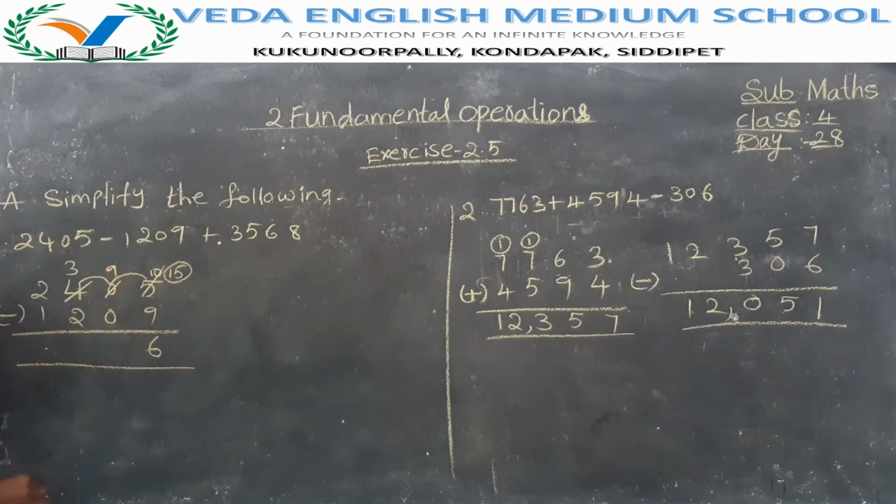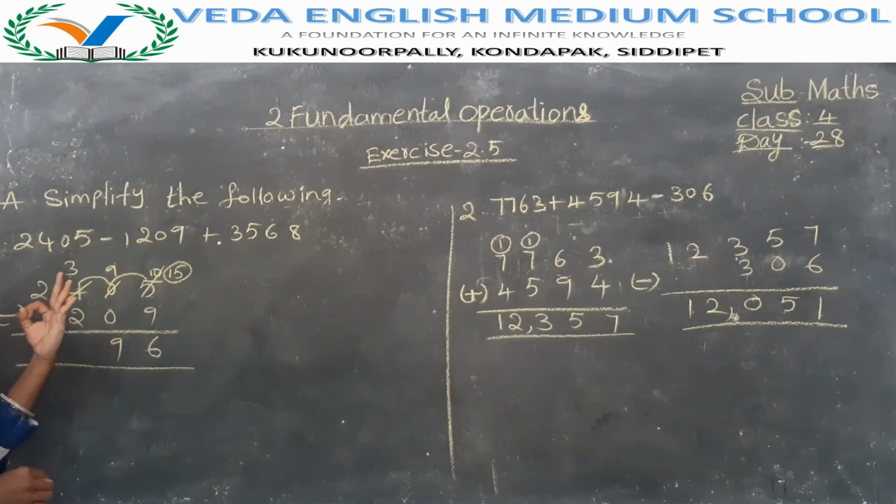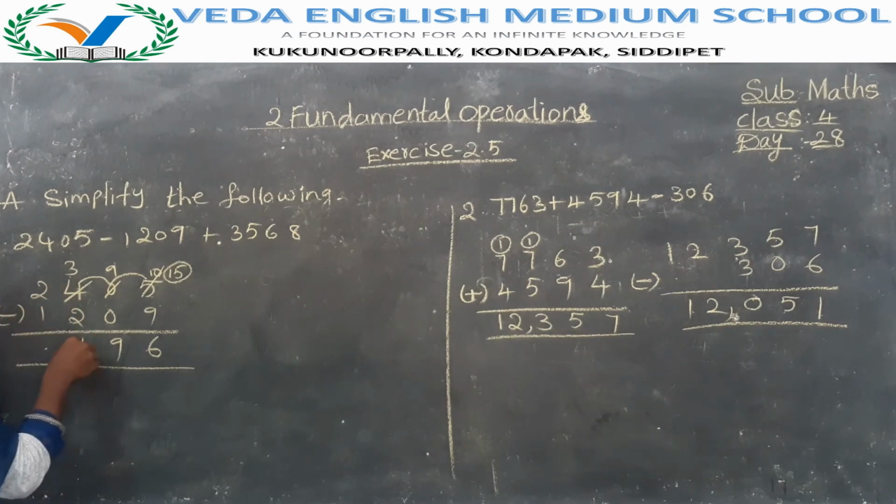9 minus 0. Subtracting 0 from any number, the answer is the number itself. We learned the properties of subtraction. So the same number comes, 9. 3 minus 2: from this 3 you subtract 2. 3 minus 2 is 1. 2 minus 1 is 1.